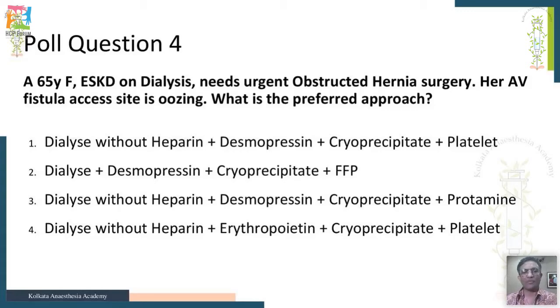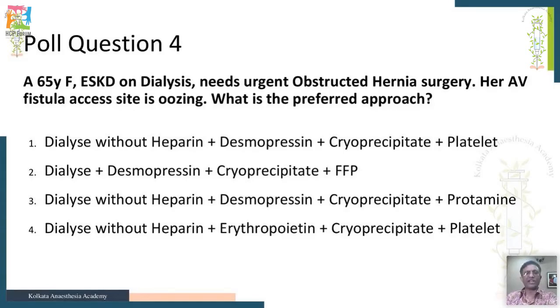preferred approach? Dialyze without heparin, give desmopressin, cryoprecipitate, and platelet, or would it be dialyze, desmopressin, cryoprecipitate, and fresh frozen plasma? Dialyze without heparin, desmopressin, cryoprecipitate, and protamine. Dialyze without heparin, erythropoietin, cryoprecipitate, and platelet.